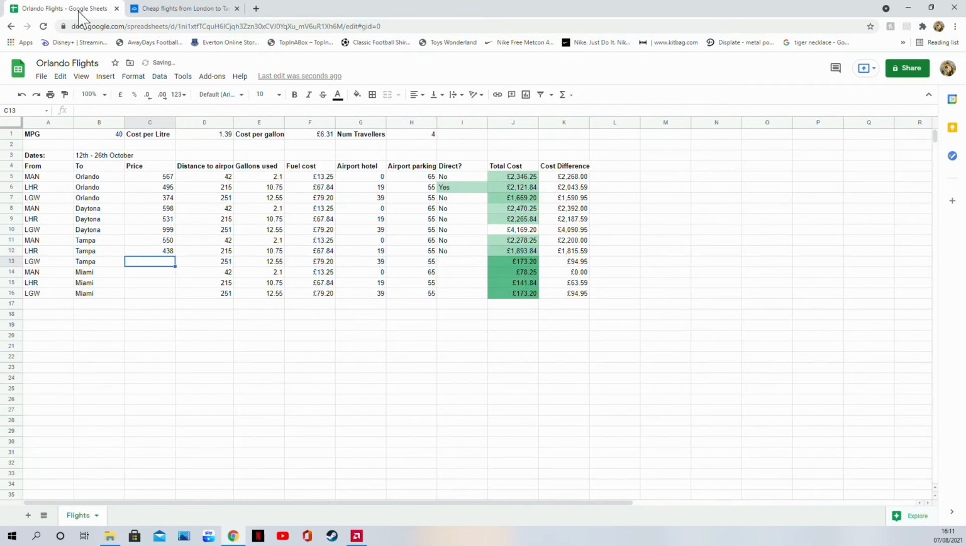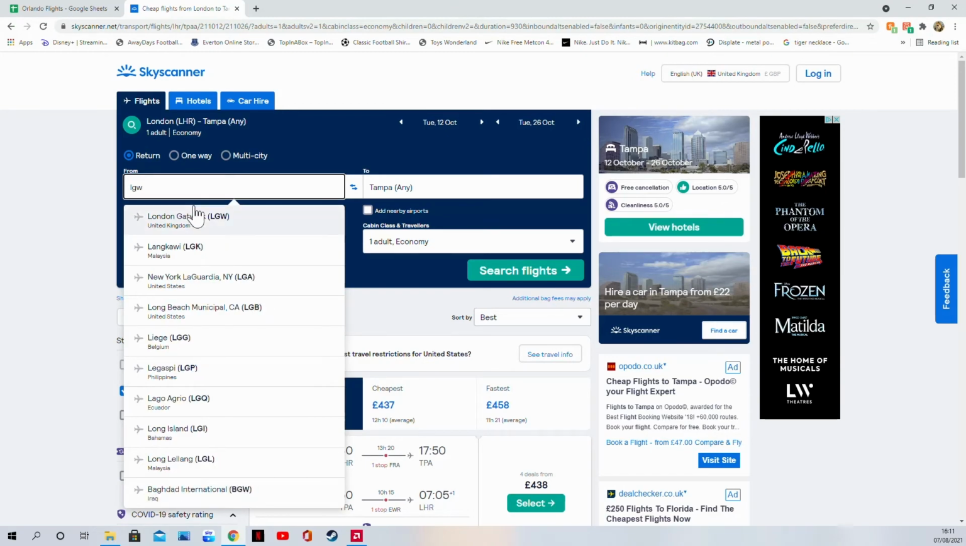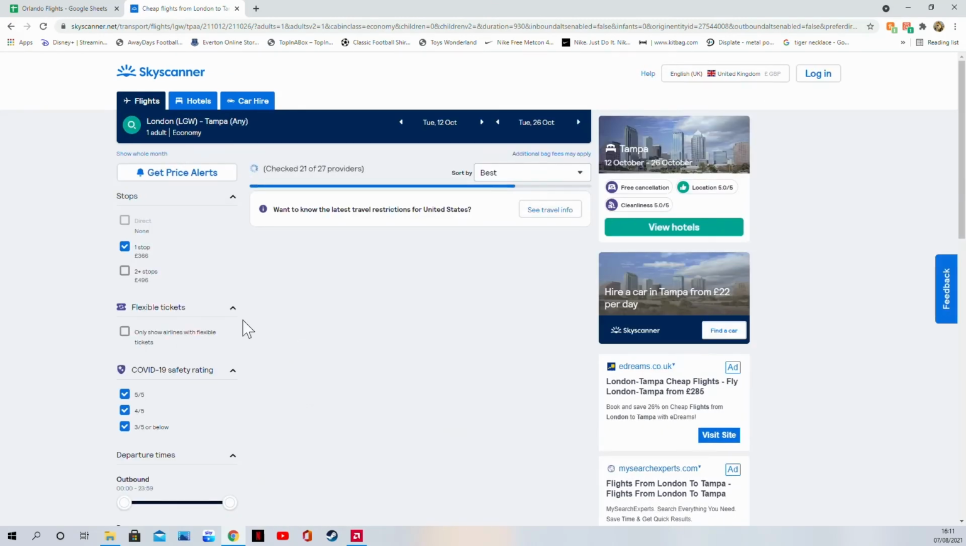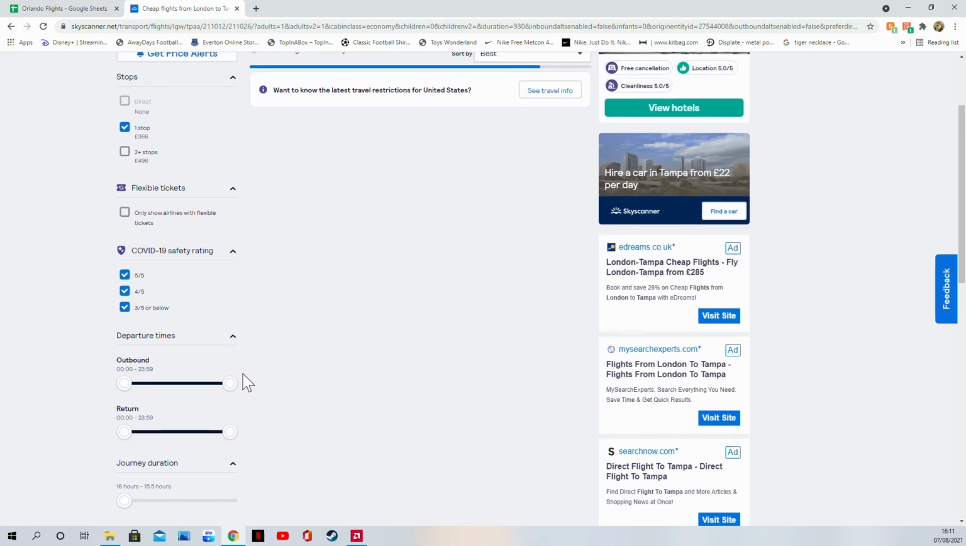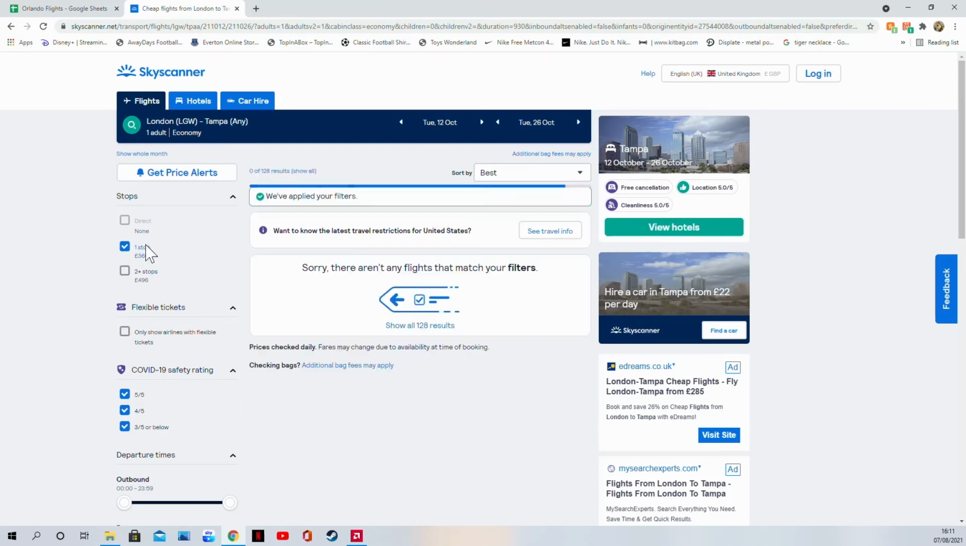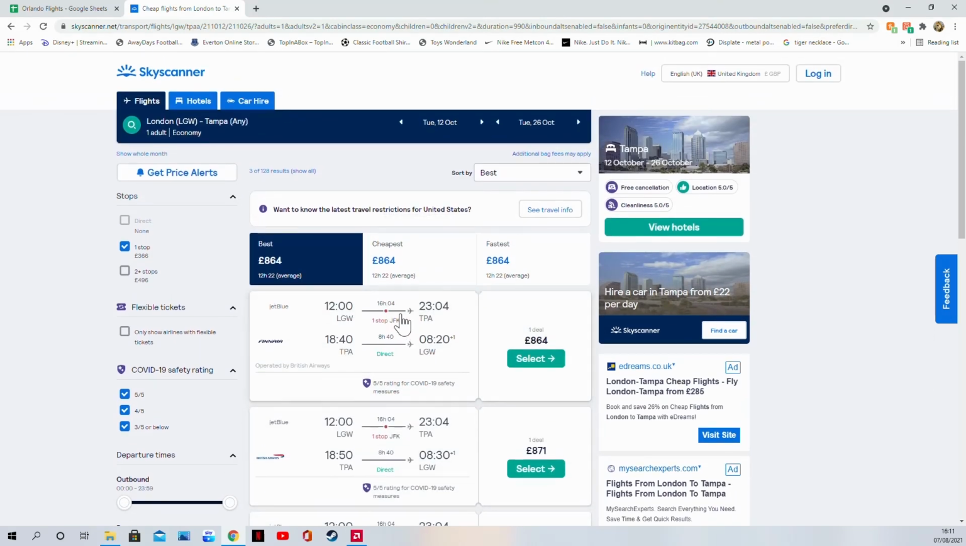I'll just carry on through this now and finish these off. You see, it's a fairly quick process once you get into the swing of it, and you've already set all the relevant filters for yourself. Like this one here, there's a one-stop one for 366, but it looks like the journey time is 16 hours, so that's quite a long time. It's got a direct flight coming back, so it could be worth a look, but that's 864, which is expensive.